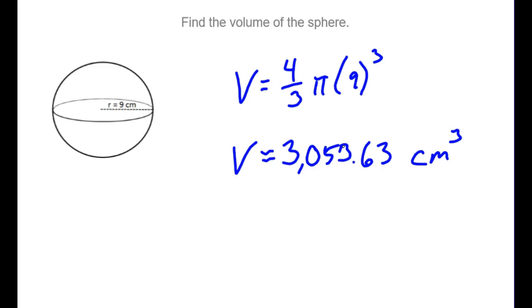In this lesson, we reviewed many of the formulas for some common three-dimensional shapes, how to find the volumes of those shapes. Right? Make sure you're familiar with all of those formulas.